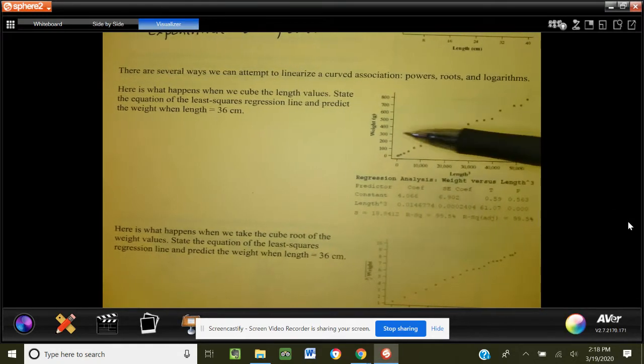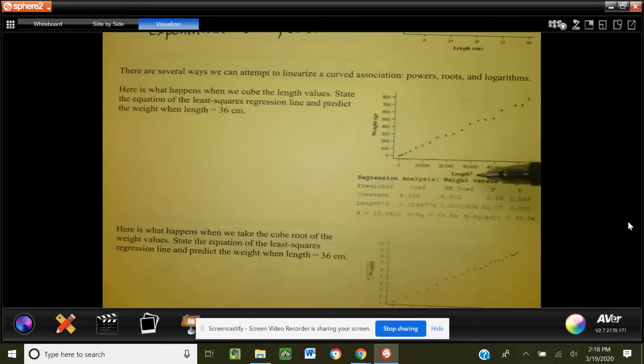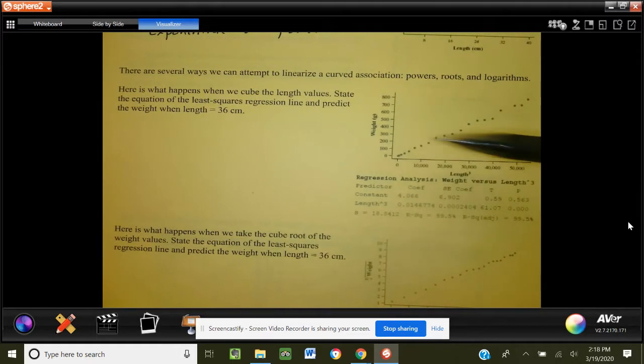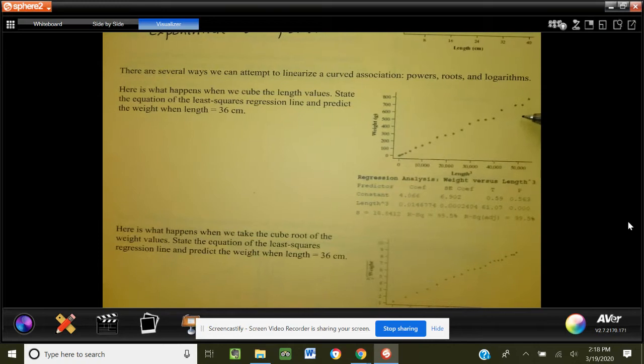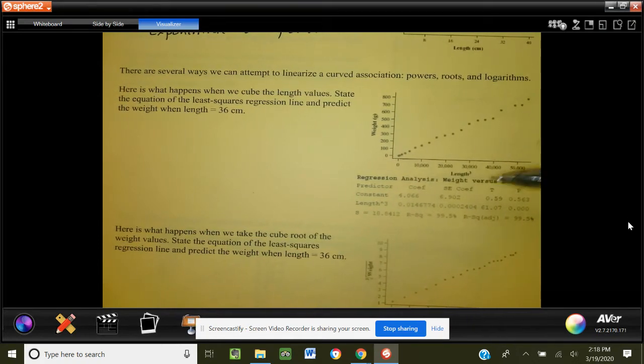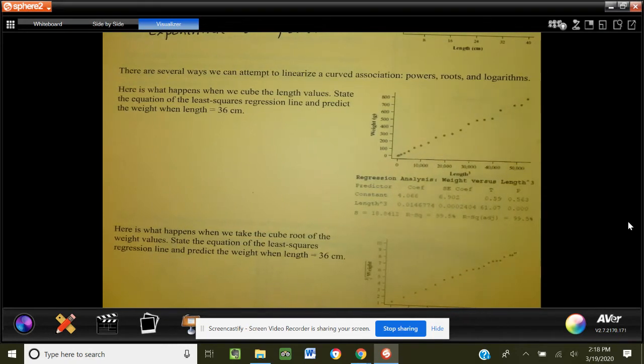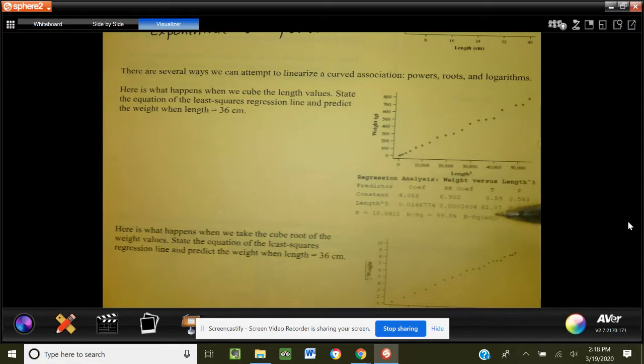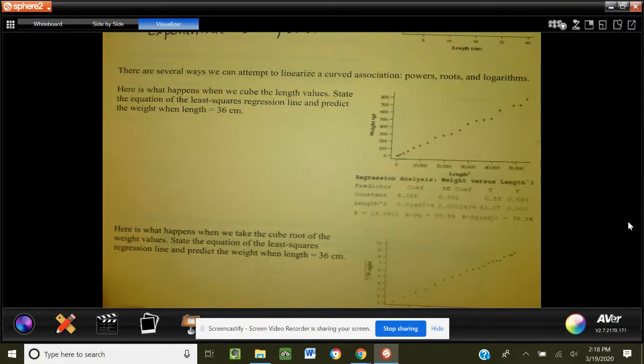All right. So what we've done here is we've graphed length cubed versus weight. Look at this. Now it looks very linear, right? If we graph length cubed versus weight. Okay. All right. Well, that's wonderful. Here's the computer output for length cubed versus weight.